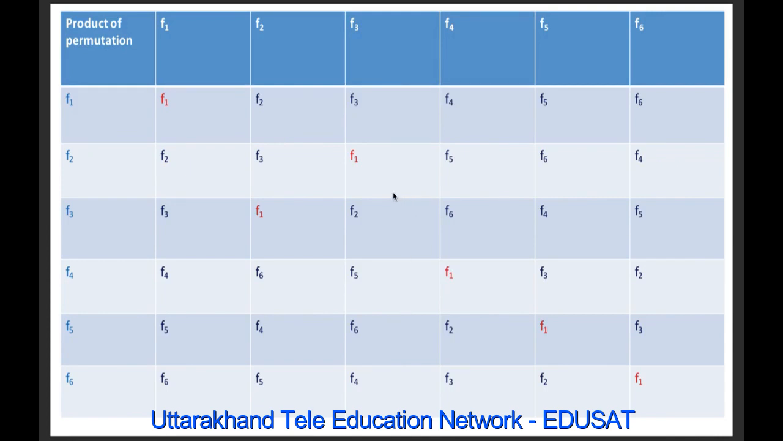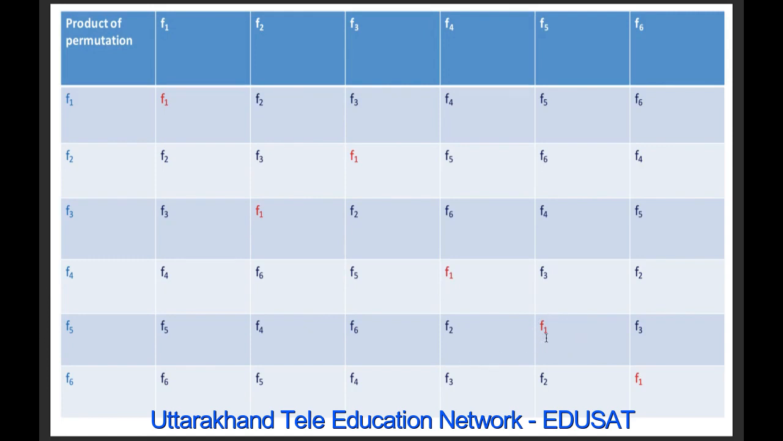Also, third diagonal element is F2. Elements on its right are F6, F4, F5 and below it are F5, F6, F4. These are also not same. Next diagonal element is F1. Elements on its right are F3 and F2 and below it are F2 and F3. These are also not same.